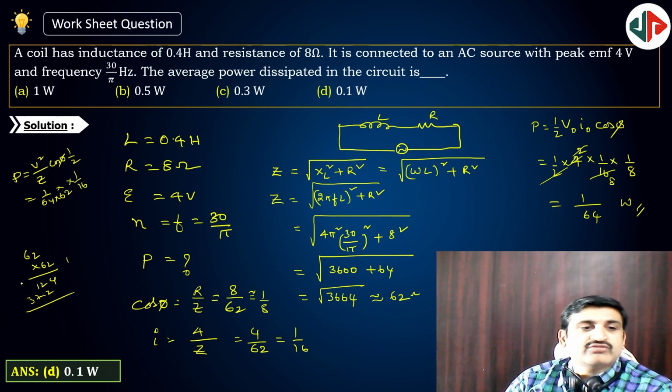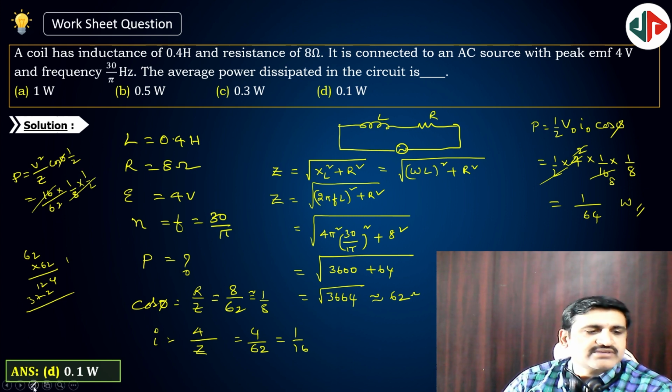Oh, V value substitution wrong. 1 minute. V value 4, right? 4 4s are V square. V square means 4 4s are 16, by Z value 62. Okay. And cos phi value, what we got? Cos phi 1 by 8. 1 by 8 into 1 by 2. So 16 will go, 1 by 64.